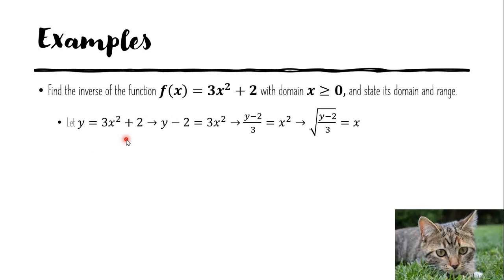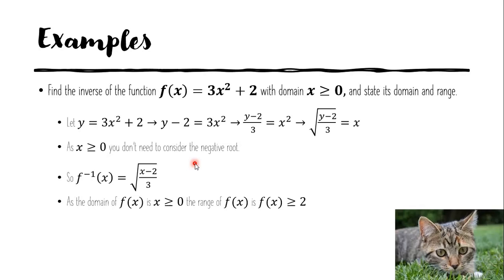So we'll minus 2 on both sides to get y minus 2 equals 3x squared. Divide by 3 to get y minus 2 over 3 equals x squared. Square root to get the square root of y minus 2 over 3 equals x. Because it gives us that x is more than or equal to 0, we don't need to consider a negative root. So f minus 1 of x is equal to the square root of x minus 2 over 3. So all you do for the last step is switch the x and the y and then replace the y with f minus 1 of x.